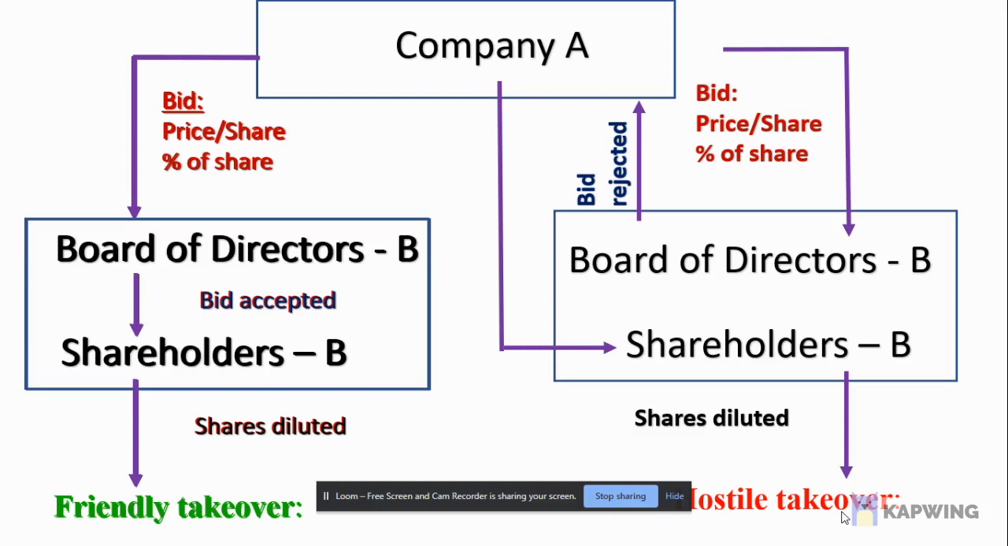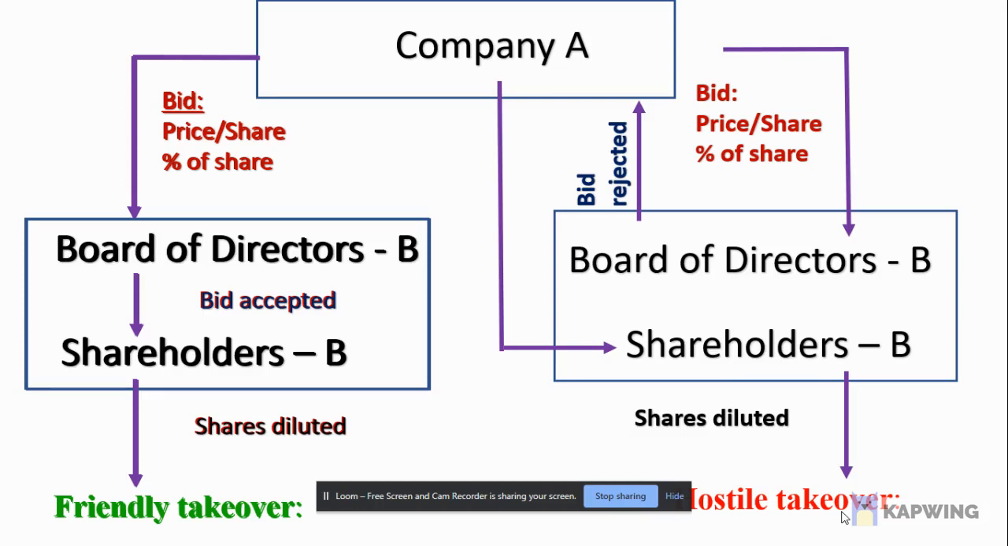Now, the other case is hostile takeover. The same company A submits the bid, asking for 10 percent of the shares. Now, they are ready to pay only 5 rupees per share, which means in the earlier case it was 10 rupees per share, now it is 5 rupees per share. The board of directors tells that their company price is 10 rupees per share, but company A is bidding for only 5 rupees per share, which means they are losing 5 rupees per share. So, the board of directors reject this bid.